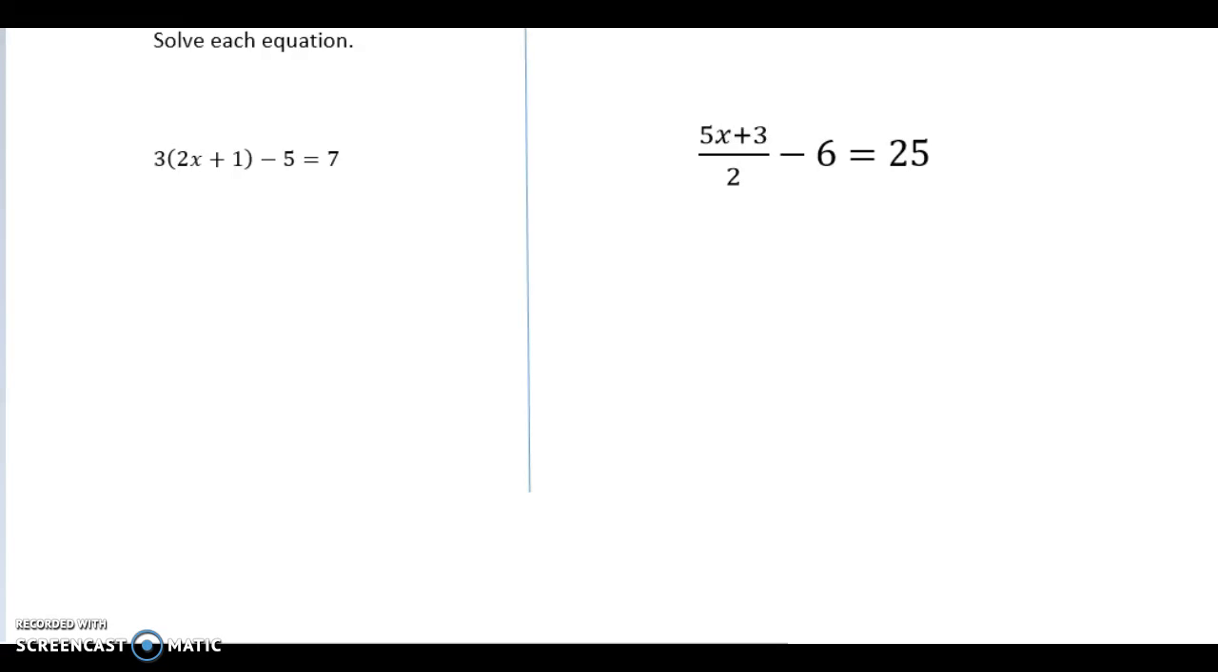In this video, we will be reviewing skills for solving a linear equation with one variable. As we look to the equation on the left side, it is written as 3 times the quantity of 2x plus 1 minus 5 equals 7. First, we must observe that there is a grouping symbol, that is a parenthesis, that needs to be removed. In order to simplify this problem, we first must distribute.